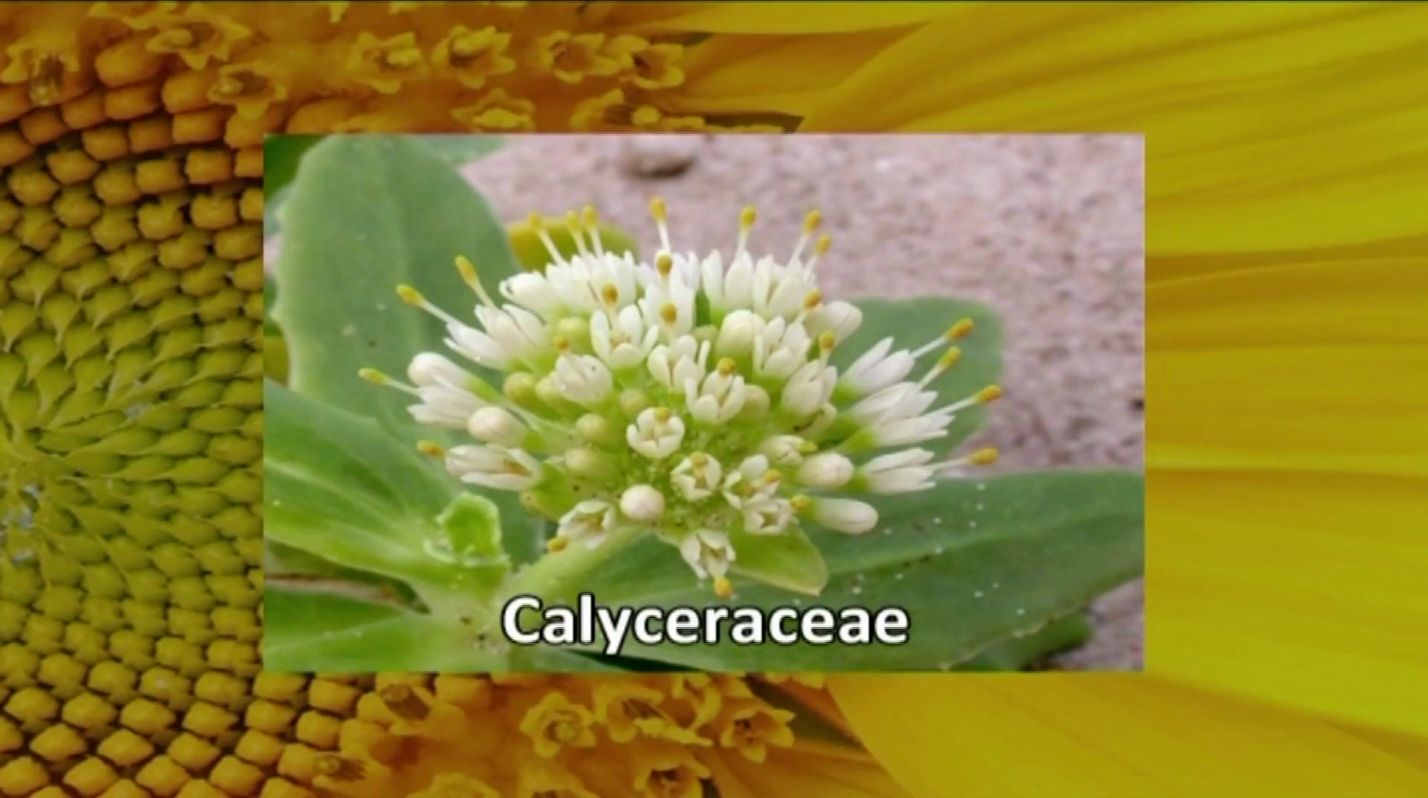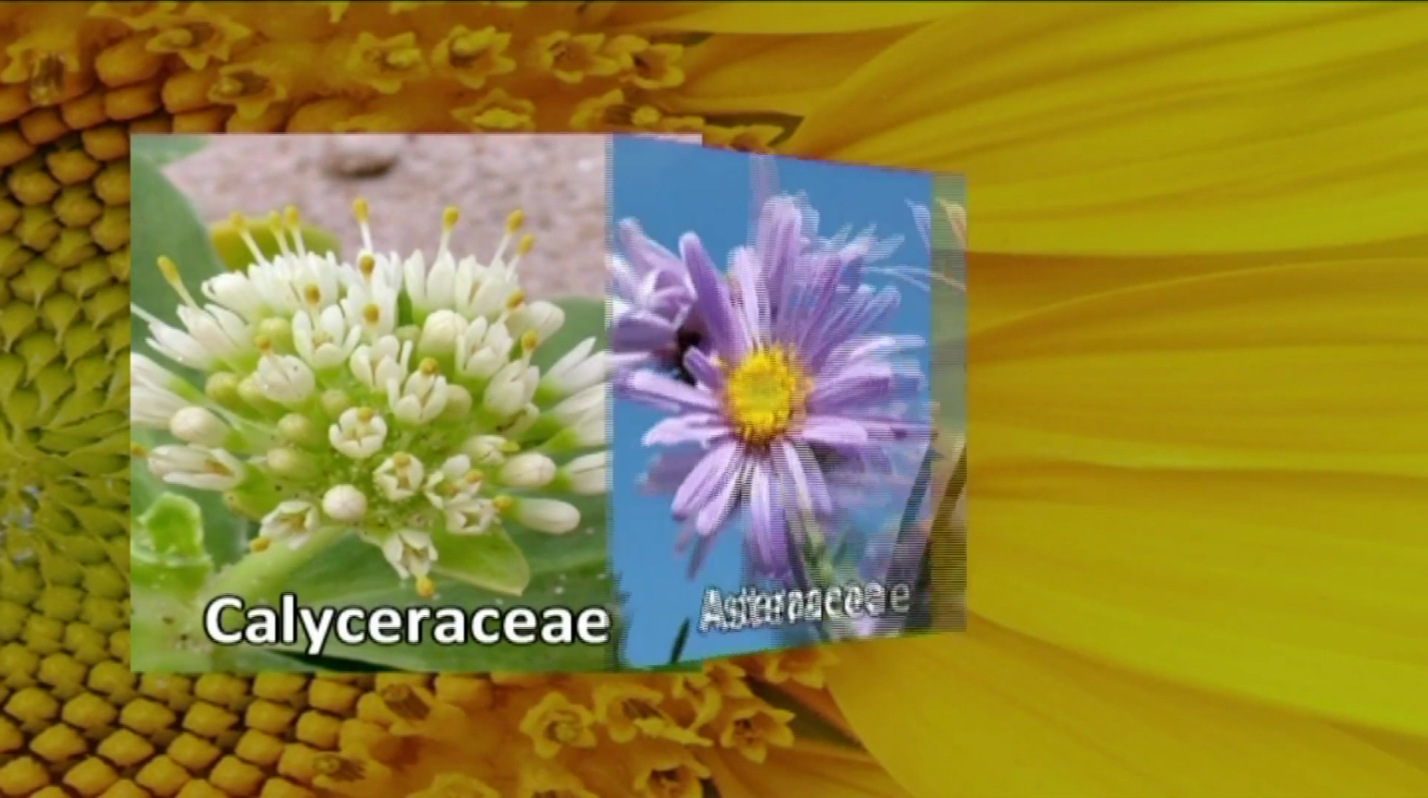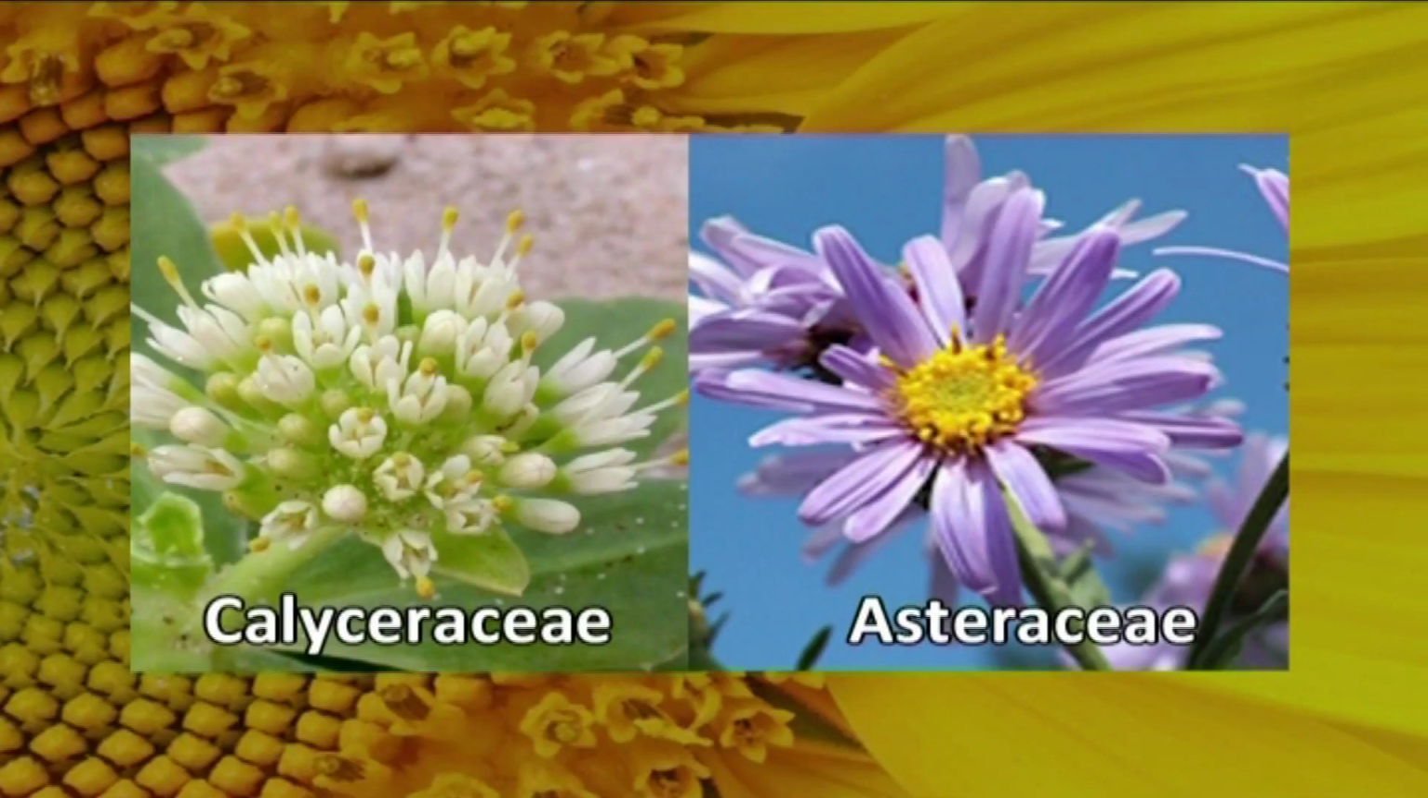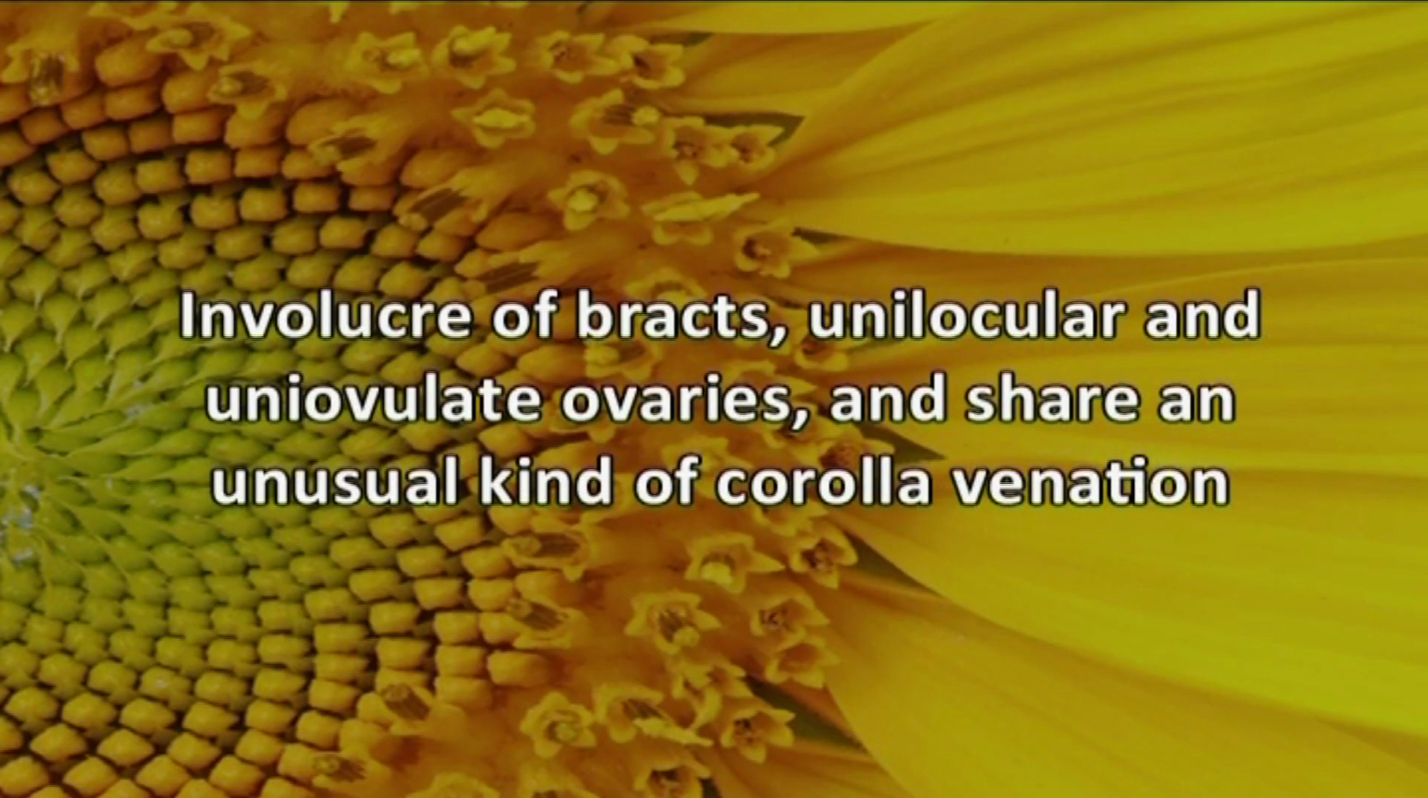Various biochemical and embryological features are useful in diagnosing these two clades. Number one, the Campanulaceae, and number two, Asteraceae along with its sister families. Morphological analysis suggests that Calyceraceae is sister to Asteraceae because both have flowers in densely clustered heads that are surrounded by an involucre of bracts. Here, the ovary is unilocular in both the cases and uniovulate, and they share an unusual kind of corolla venation.